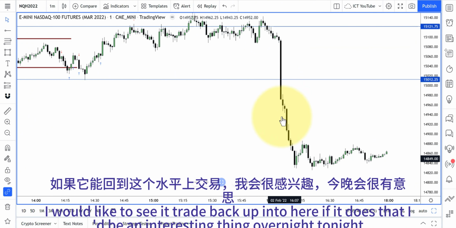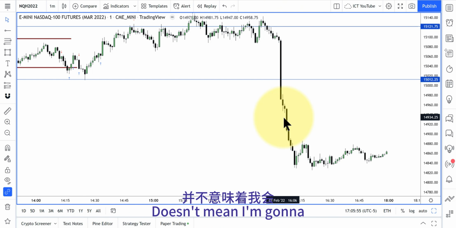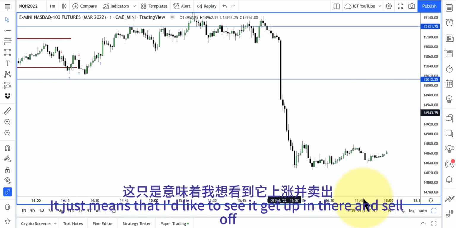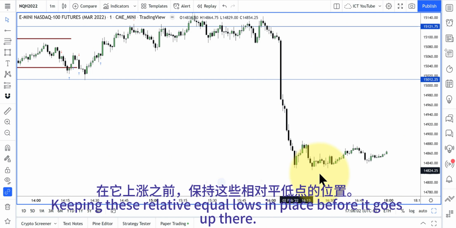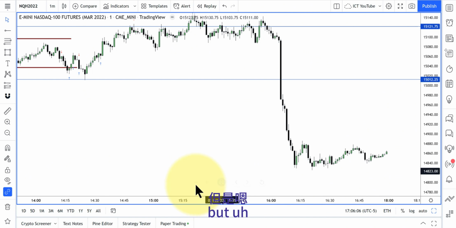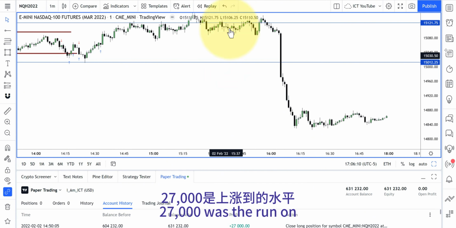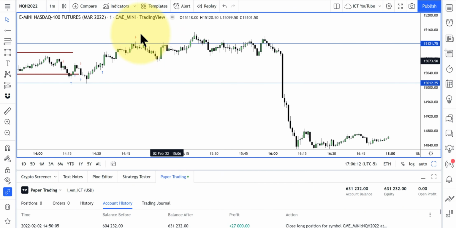I would like to see it trade back up into here. If it does that, that'd be an interesting thing overnight tonight. Doesn't mean I'm going to trade it. It just means that I'd like to see it get up in there and then sell off, keeping these relative equal lows in place before it goes up there. That would be cool. But 27,000 was the run on here.